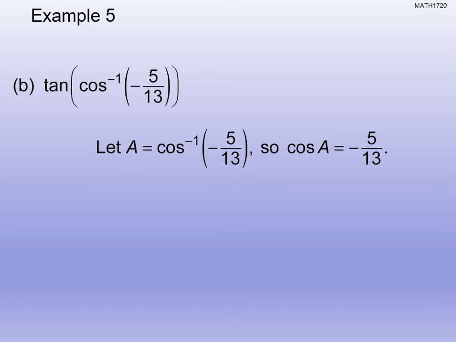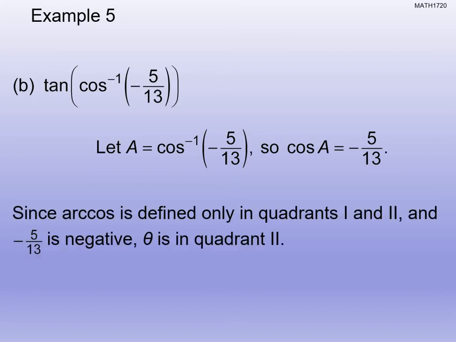That we are adjacent over hypotenuse. So it's going to be negative 5 over 13. Alright, and then we're going to have to draw the triangle. And we're going to pay attention to cosine's negative. Okay, so arc cosine is defined only in quadrants 1 and 2. Since it's negative, we have to choose the quadrant 2 angle.